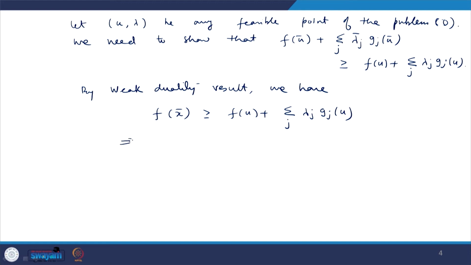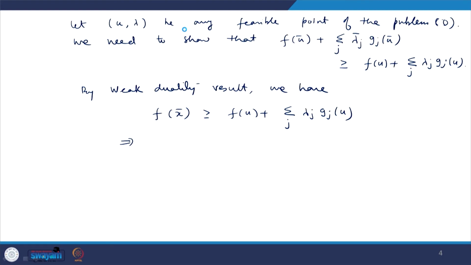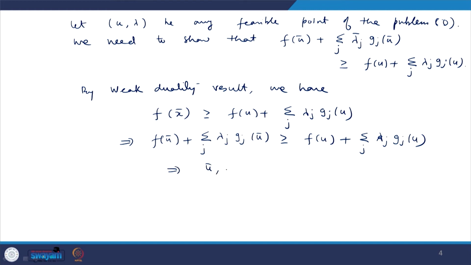So, this implies, since this is equal to this, we can replace this by this. So, this implies f(u bar) plus summation over j lambda j g j(u bar) is greater than or equal to f(u) plus summation over j lambda j g j(u bar) g j(u). So, this implies (u bar, lambda bar) is the optimal solution of D. So, hence we have proved the result.